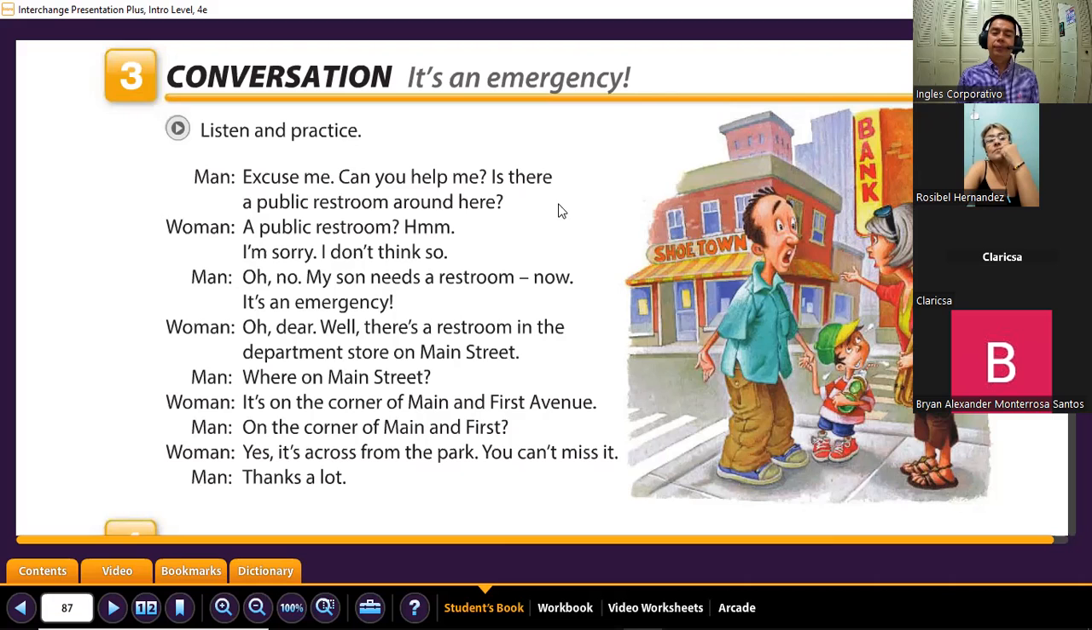Oh no, my son needs a restroom? No, it's an emergency. Oh, dear. Well, there's a restroom in the department store on Main Street. Where on Main Street? It's on the corner of Main and First Avenue.